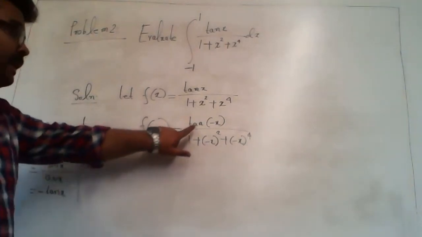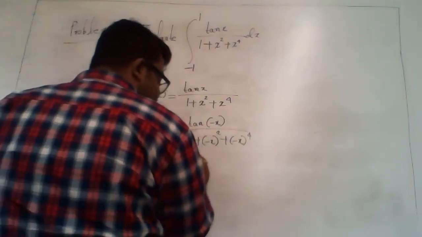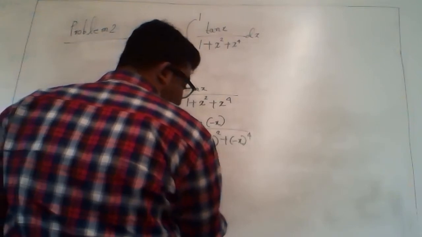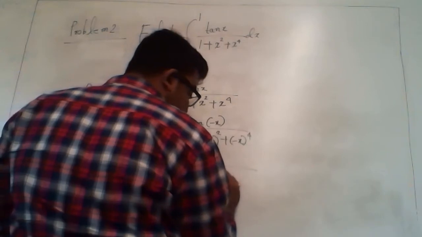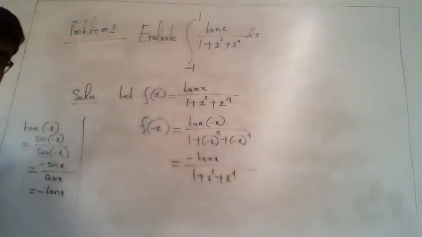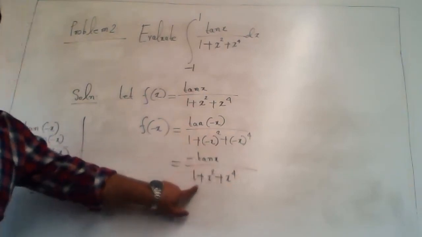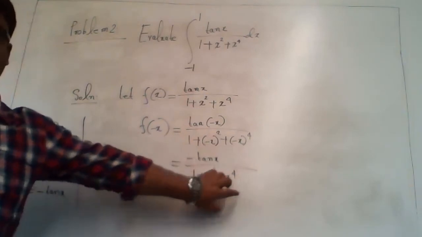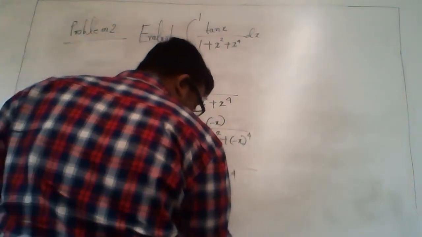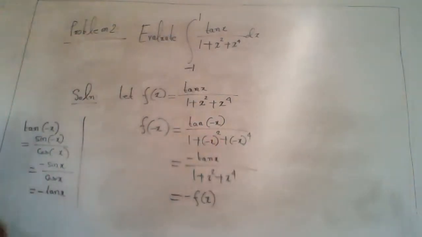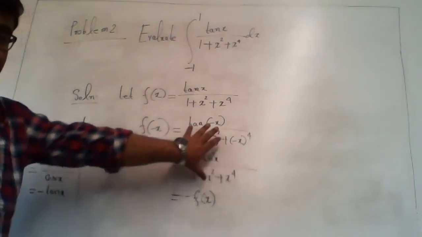So here, in place of tan of minus x, I can just write minus tan x, and since my powers are even, it will become 1 plus x squared plus x to the power 4. So what do I get? I get minus tan x by 1 plus x squared plus x to the power 4, and this is just minus of f(x). So f of minus x is minus of f(x). That means this function is an odd function.